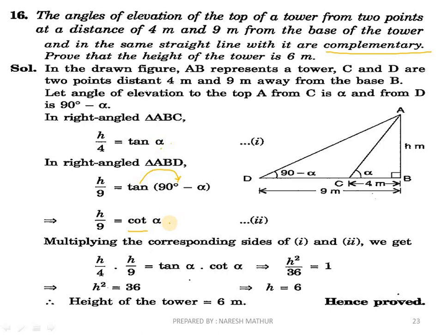Now the best option is to just multiply equation 1 with equation 2, so that LHS into LHS and RHS into RHS would be placed. So here tan into cot would be 1, and h by 4 and h by 9 will be multiplied, so it would be h square by 36 equals 1. Then h square would be 36, then the height of the tower would be the square root of 36, which is 6 meters.